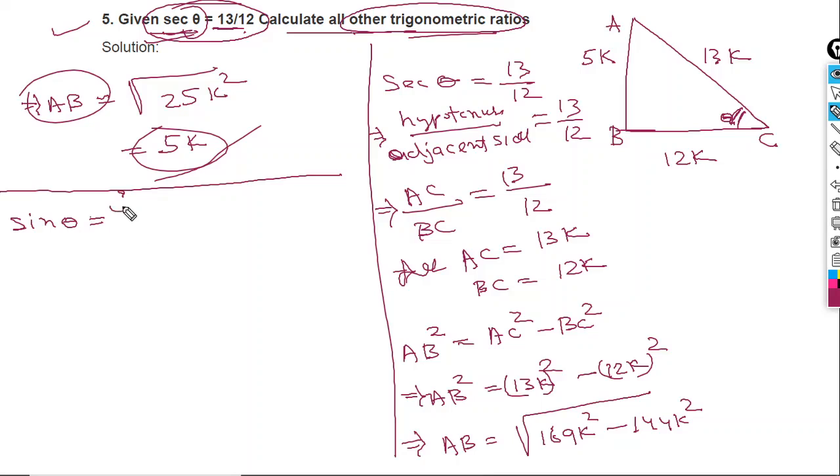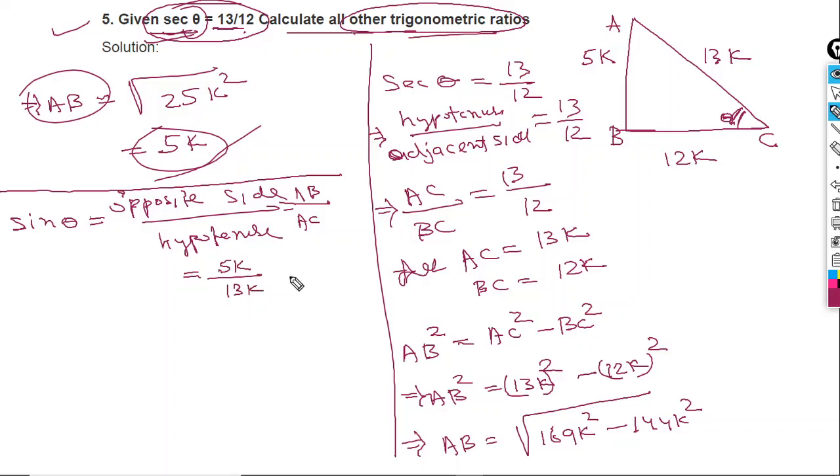You can write opposite side divided by hypotenuse, which will be equal to AB divided by AC, and the length of AB you can see is 5k divided by 13k. Look at the figure, AC is 13k. Now cancel k, it will be 5 by 13.